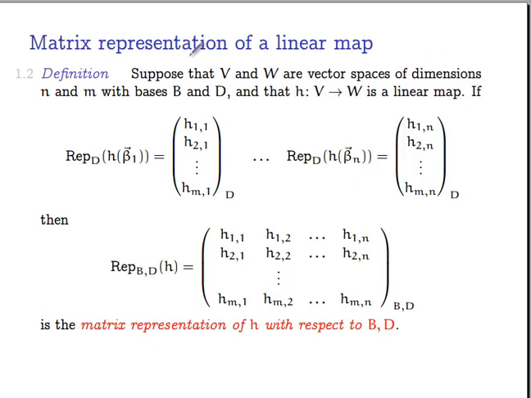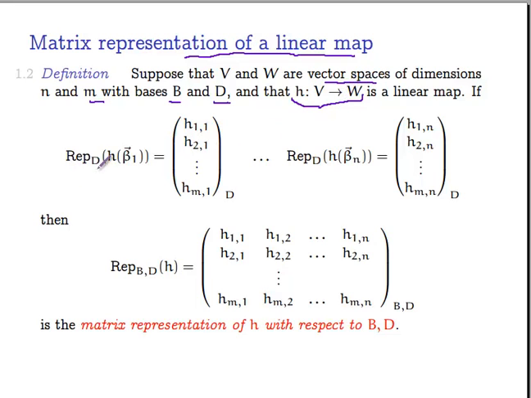Okay, matrix representation of a linear map. We're going to generalize this example. Suppose that V and W are vector spaces with dimensions n and m respectively, and I have a basis for V and a basis for W, and I have a linear map that maps from V to W. Now, if you really want to understand this example, this definition, go back to the previous example. We're just generalizing what we did before.